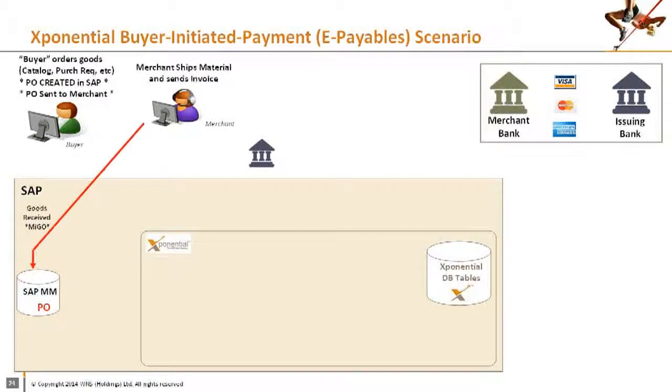So now the merchant is going to send them the material, and the goods receipt will get entered inside of SAP just like it normally does, outside of Xponential. The invoice will get sent just like it probably does today, whether it's through an email or through the regular mail. And the invoice receipt will get entered in SAP as normal.